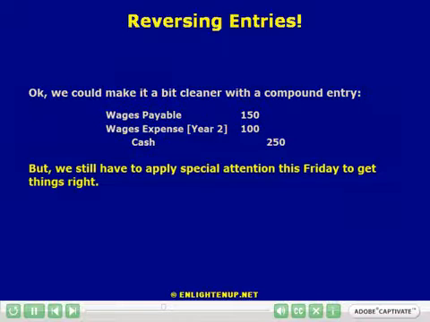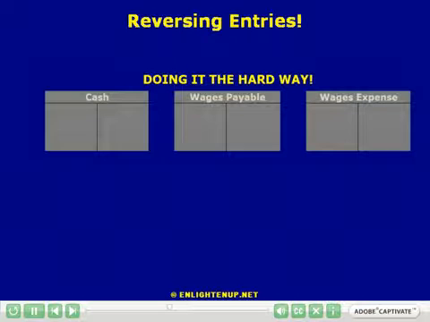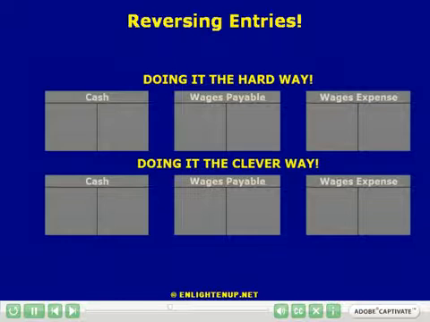But still, we have to remember that this Friday is not like every other Friday, where we just debit expense, credit cash. What we really would love to do is just do what we always do. Debit wage expense, credit cash. Now we've shown you how to do it the hard way, and we want to compare it to doing it the clever way. No matter what you do, you have to make the adjusting entry on Wednesday midnight.